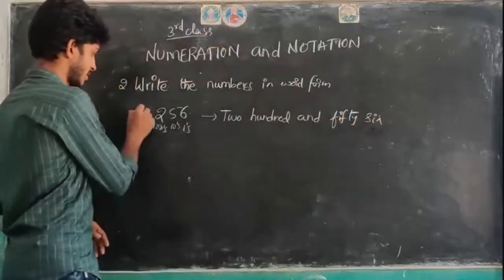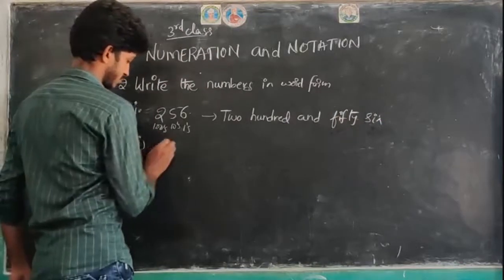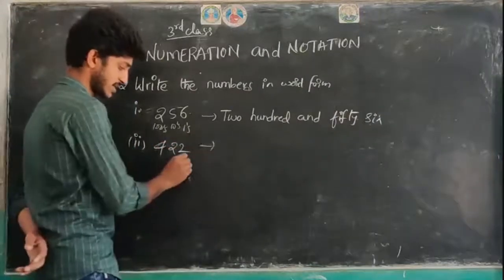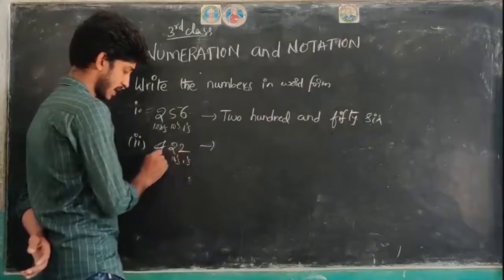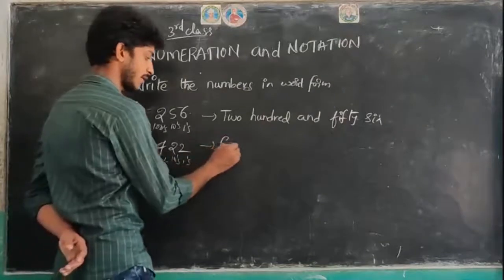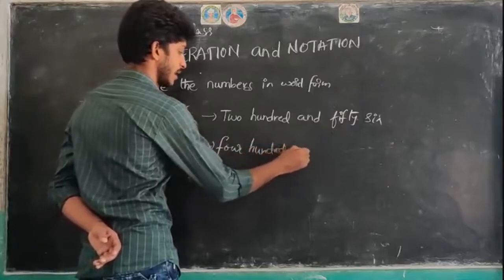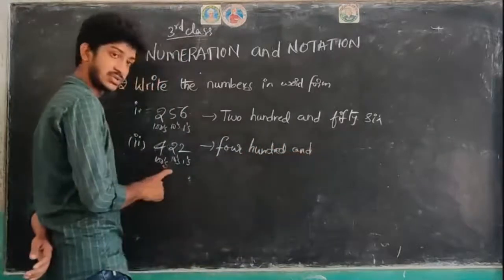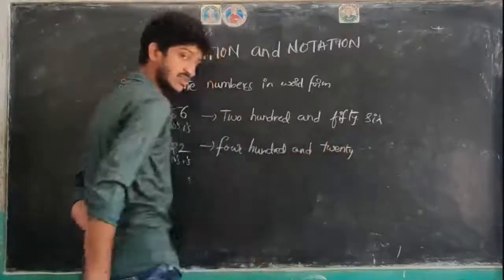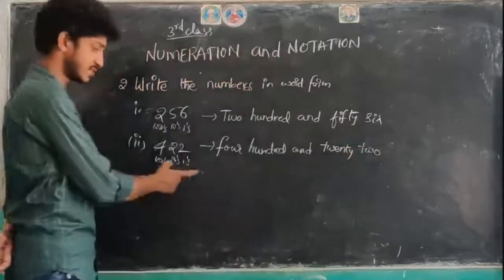Okay children. Another one is 422. Same, ones place, tens place and hundreds place. What is the number in hundreds place here? 4. So 400. And what is the number in tens place here? 2. 2 into 10, 20. In ones place we have 2 here, so 22. This is the word form of this number.